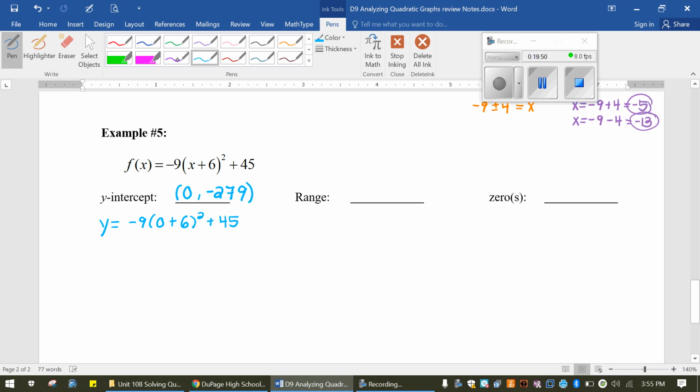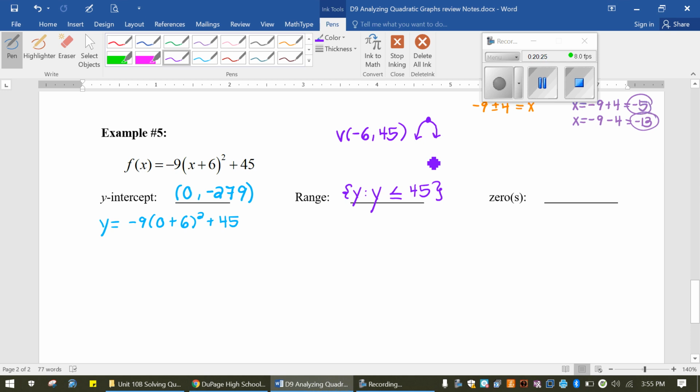The vertex of this quadratic is (negative 6, 45), and that negative 9 in the front tells me that my quadratic opens down. So that means this vertex is the highest point on the graph. So for my range, all of my y values will be less than or equal to 45. Since the vertex is the highest point on the graph, all the other y's are going to have to fall below that.